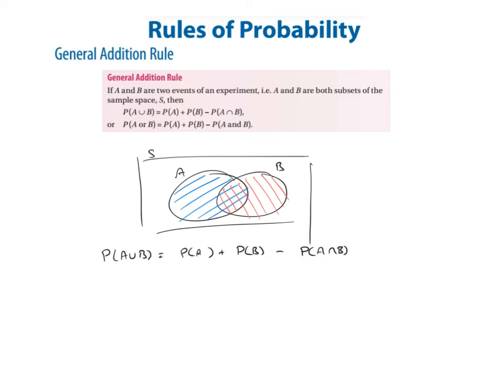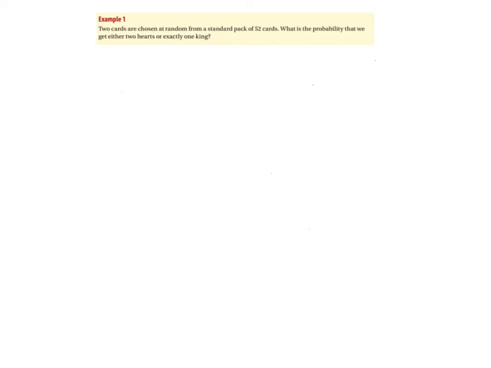Right, let's just have a look at the question and how we do this in terms of probability. So 2 cards are chosen at random from a standard pack of 52 cards. What's the probability that we get either 2 hearts or exactly 1 king? If you look at the previous slide, that's exactly what this P(A union B) was all about.